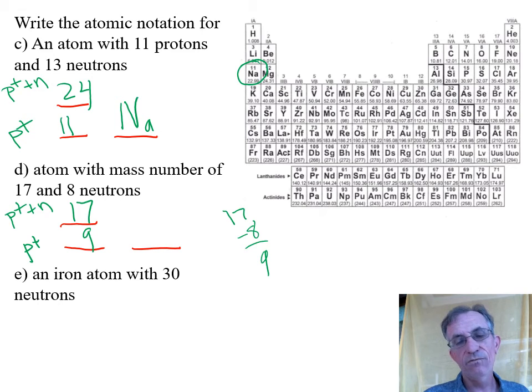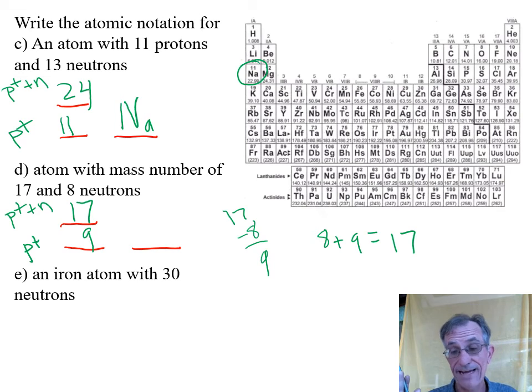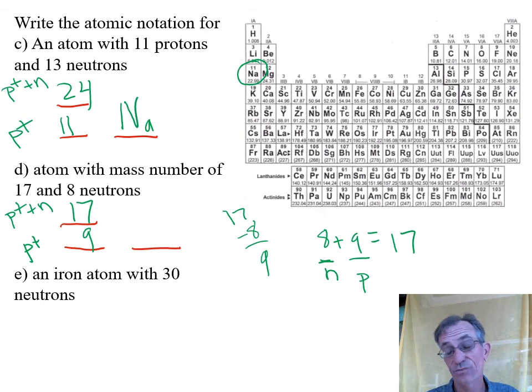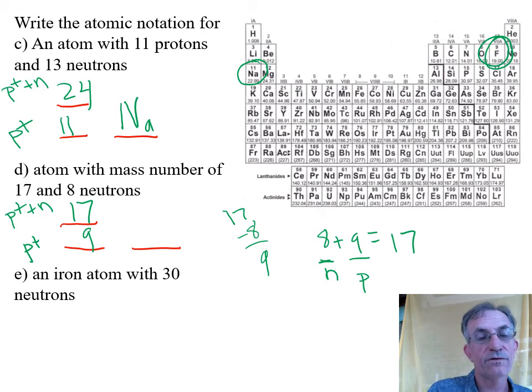Because we know the protons and the neutrons add up to 17. That's what the mass number is. So if I tell you 8 out of the 17 are neutrons, the other ones are your protons, and that's what you write down in the bottom corner. One more blank to fill in, and that is the symbol. Oh, we know that. If you're element number 9, look at your periodic table. This is fluorine.